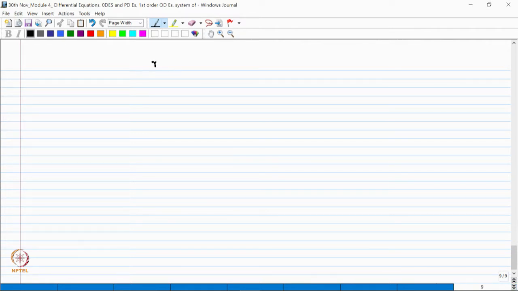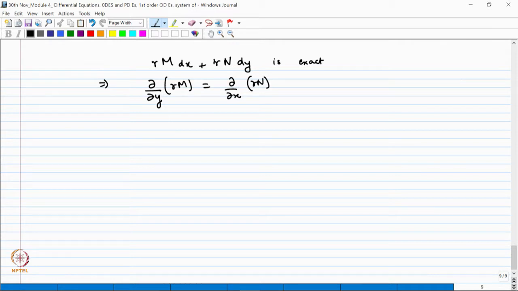So what we are going to say is that r m dx plus r n dy is exact. This implies that dou by dou y of r m is equal to dou by dou x of r n. If I expand this out, what I get is dou r by dou y into m plus r times dou m by dou y should be equal to dou r by dou x into n plus r times dou n by dou x. We will rewrite this in a slightly different form, and then we will look for the solution.